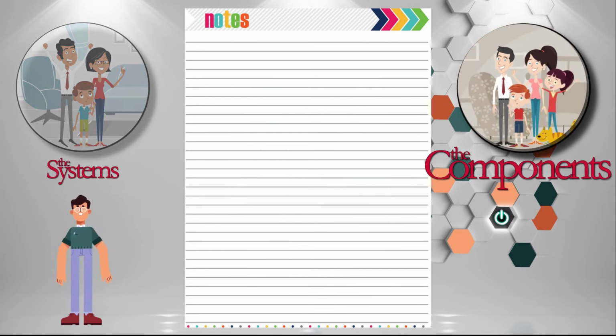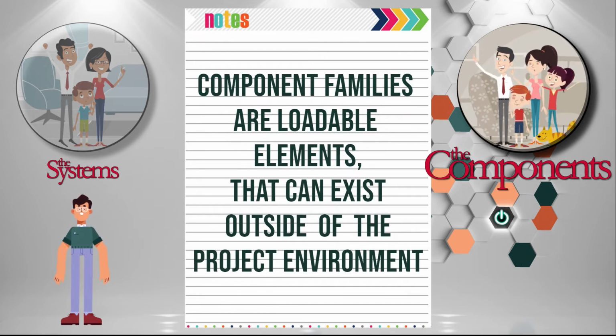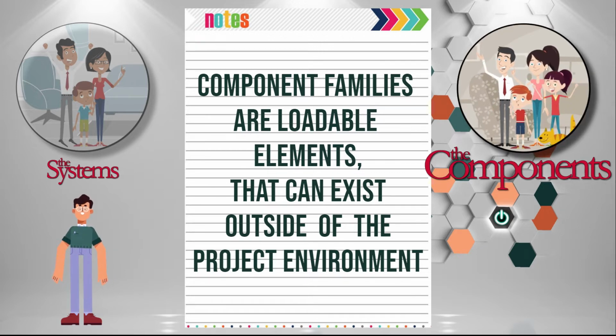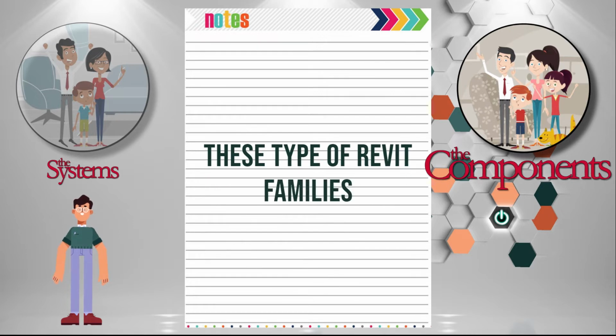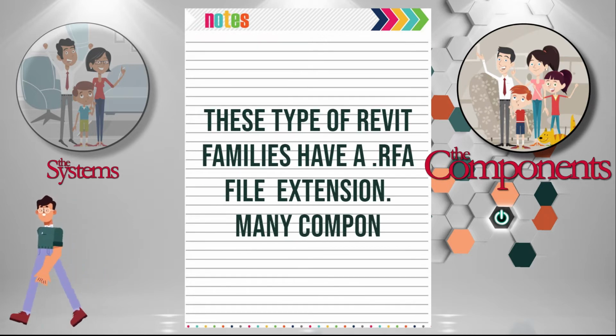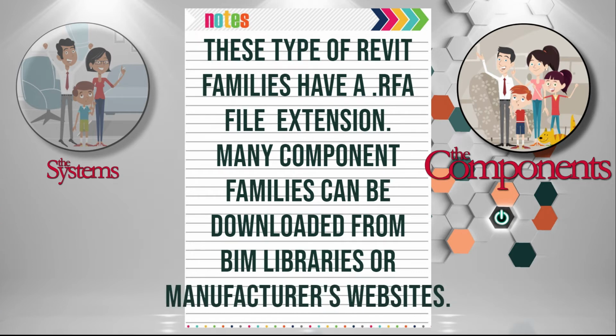Component families are loadable elements that can exist outside of the project environment. For example, it is possible to model a piece of furniture in Revit and then save that furniture family onto your hard drive, and insert it in a Revit project. These type of Revit families have a RFA file extension. Many component families can be downloaded over the internet from BIM libraries or manufacturers' websites.